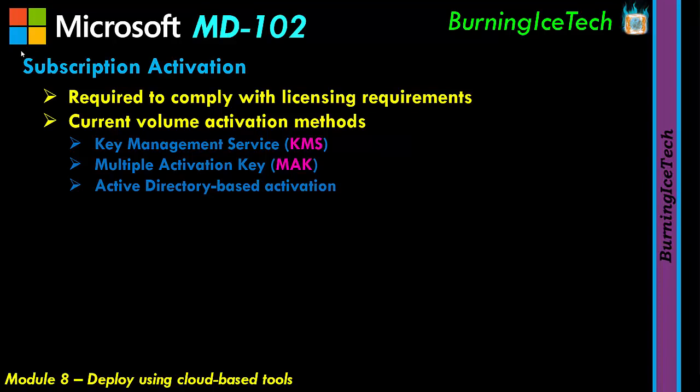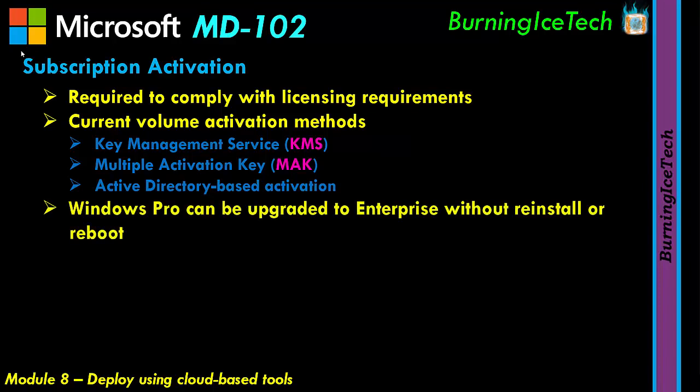So all in all, subscription activation is something very useful to use and have in any company environment, folks. It's going to make your life a heck of a lot easier. Heck, with subscription activation, Windows Pro can be upgraded to Enterprise without reinstall or reboot. I mean, doesn't that sound like a pie? There are, however, some subscription activation requirements you folks need to be aware of, though. So it's not always going to be sunshine and rainbows. I mean, there's got to be a catch here.